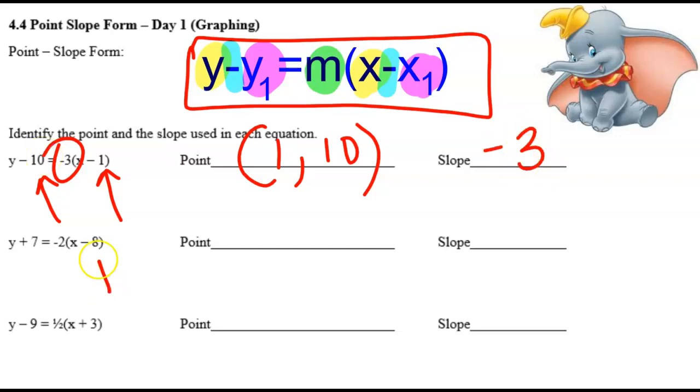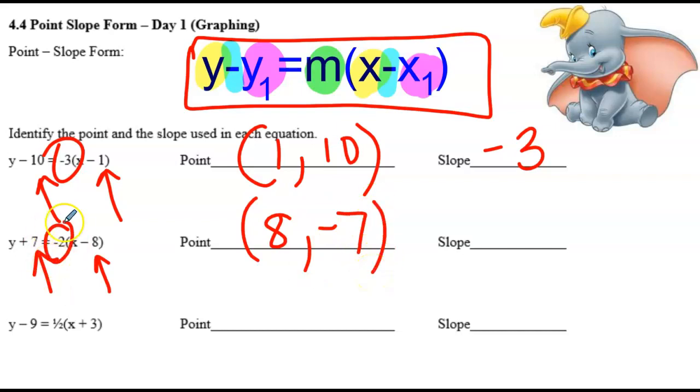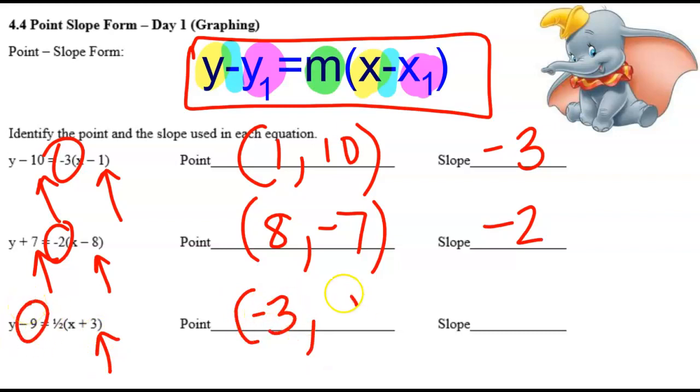Okay, so let's do another one. Again, I've got the opposite of -8, which is 8, and then I've got the opposite of 7, which is going to be a -7. That is my ordered pair, and my slope here is -2. Finally, on the third one, again, I'm going to have the opposite of 3, which is a -3, and then the opposite of a -9, which is +9, and then my slope is just 1/2.